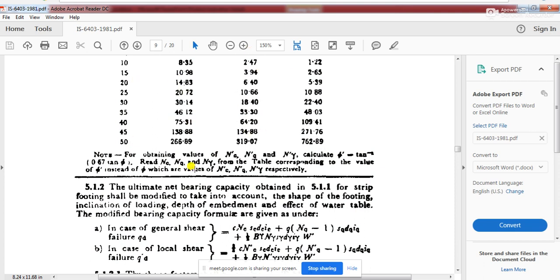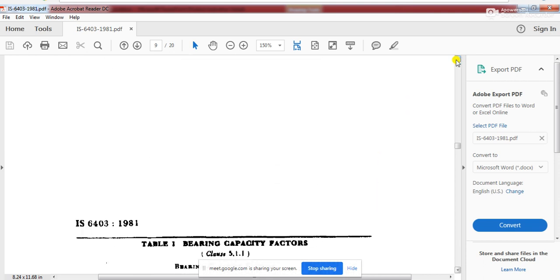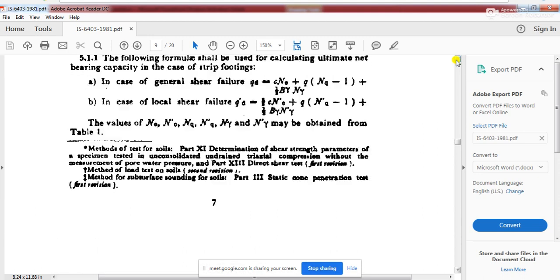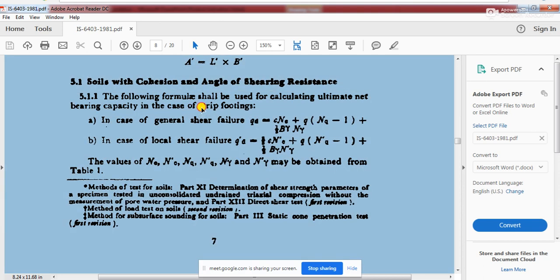1. Is this clear to everyone? And please notice in this formula, whatever is given above, what is being said. See 5.1.1, it says the following formula shall be used for calculating ultimate net bearing capacity in the case of which footing? Strip footing.